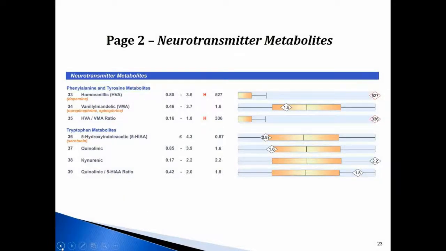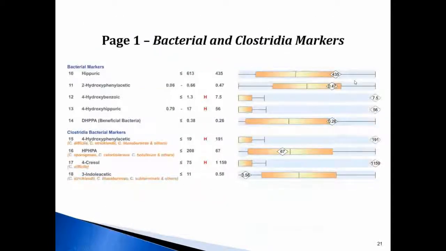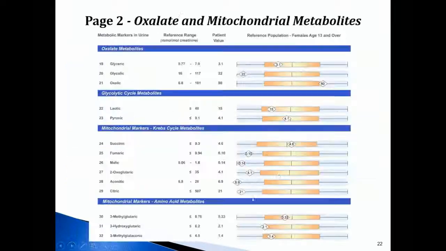All right, let's go back. Here's our Clostridia, very, very high. We've got a little bit of yeast. Here's our page 2. The next place I look is oxalic. It's high normal, but it doesn't really appear to be much of an issue at all, certainly not like the Clostridia.